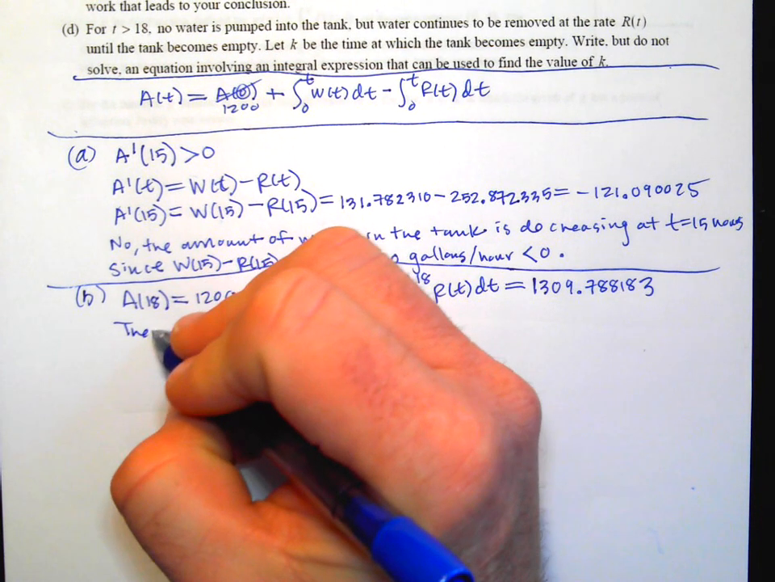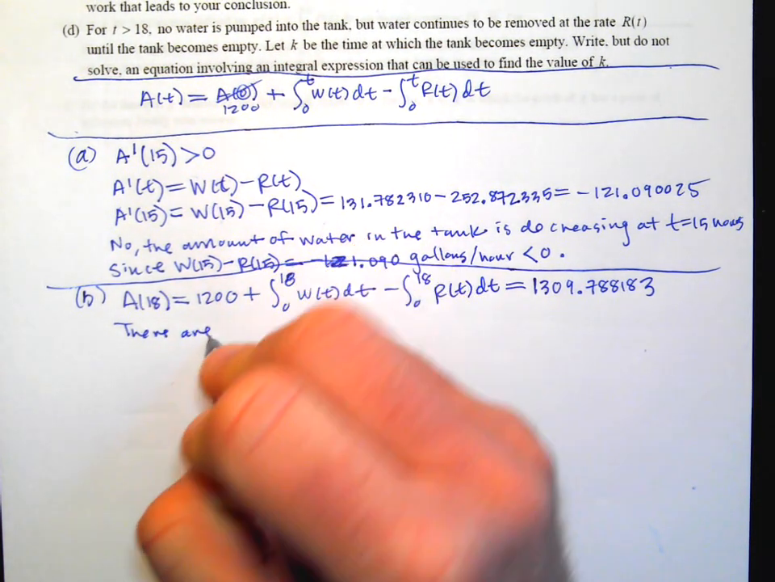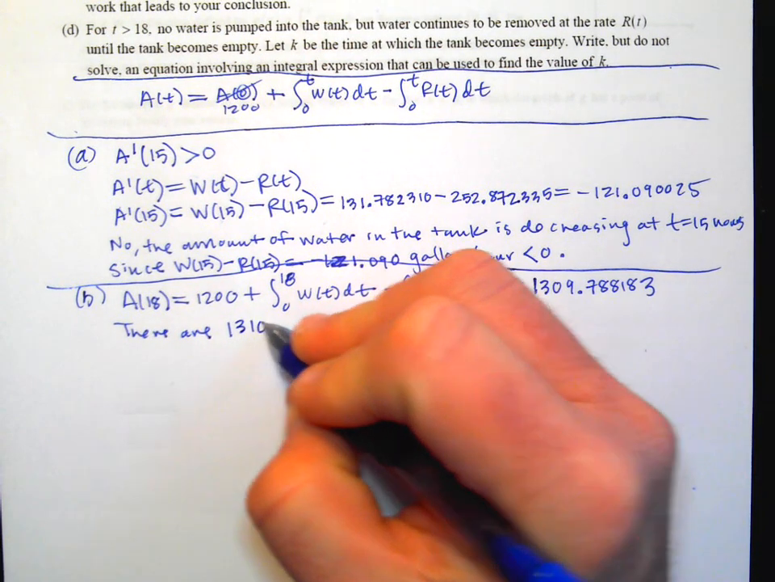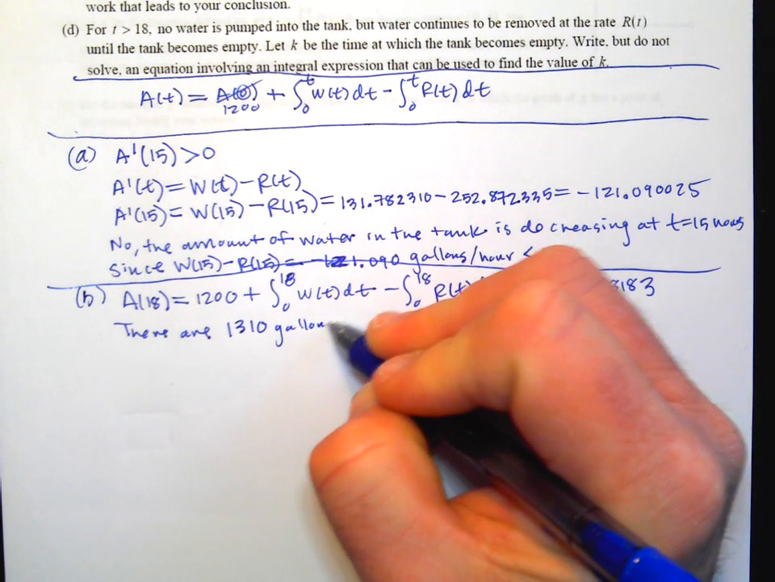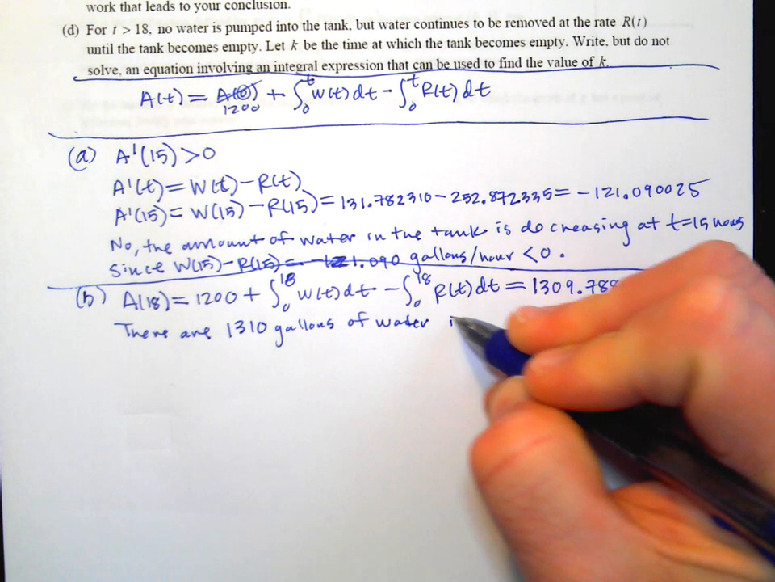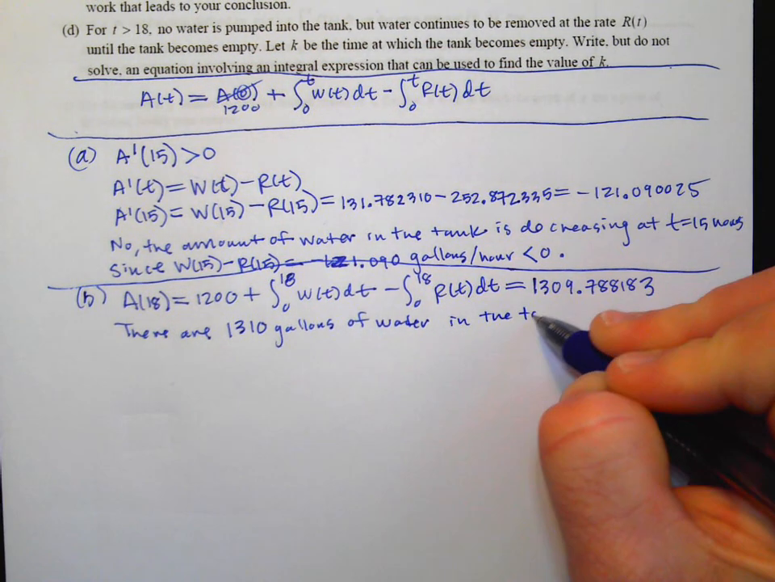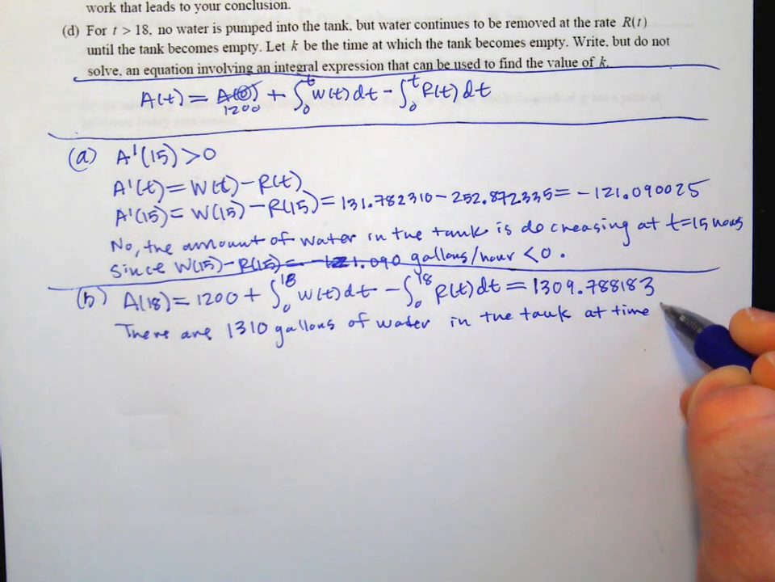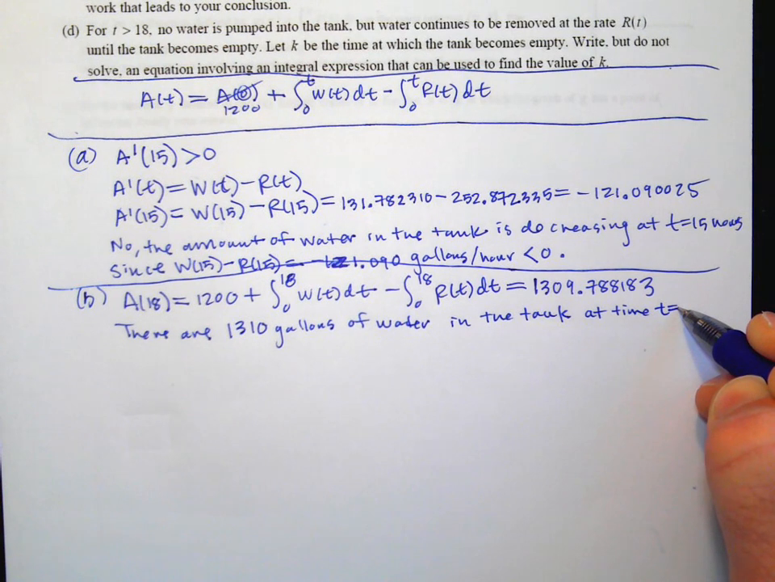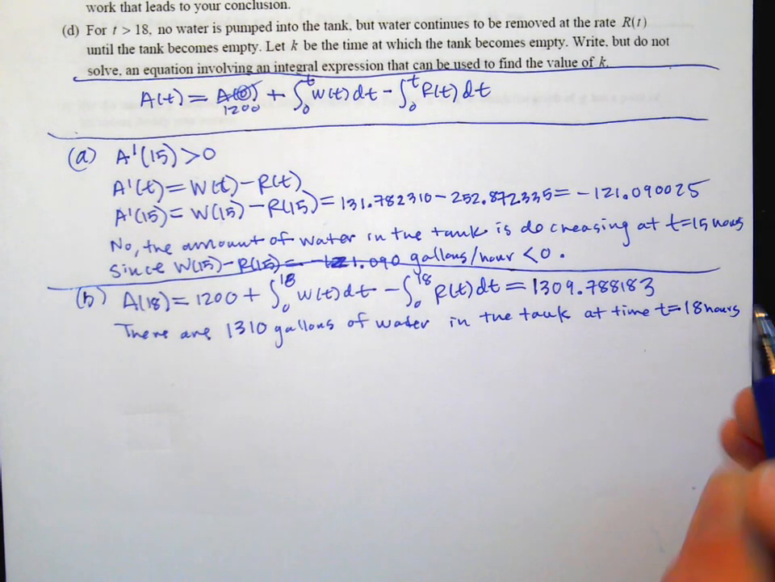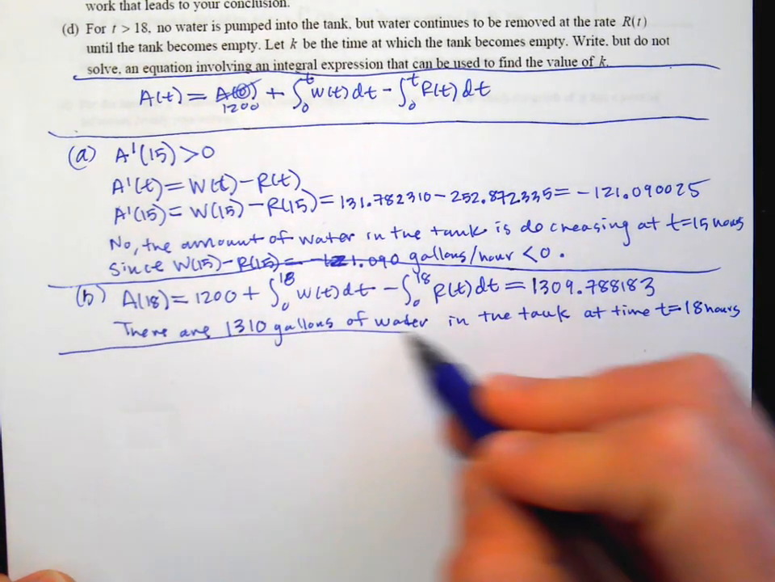There are 1310 gallons of water in the tank at time t equals 18 hours. So remember to round to the nearest whole.